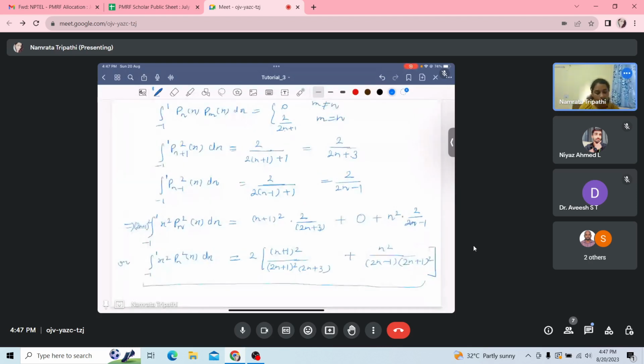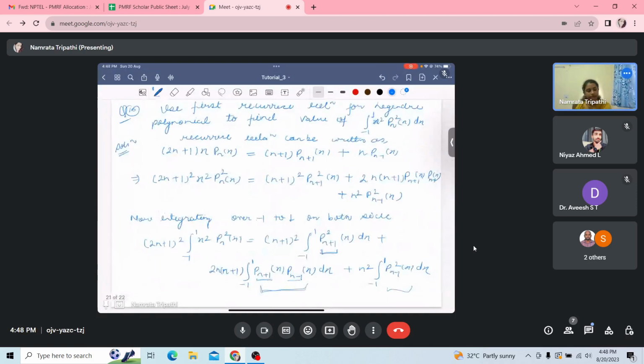Now tell me, is there any doubt in this question? Question number 10. In this question, we have to calculate the integral, and by using the recurrence relation we can find it. Just square both sides, integrate over minus 1 to 1, and use the orthogonality relation to evaluate the integral terms like Pn plus 1 square, Pn minus 1 square, and Pn plus 1 Pn minus 1, so that we can find the integral of x square Pn square x. Is that clear?